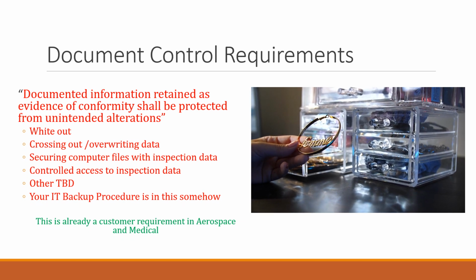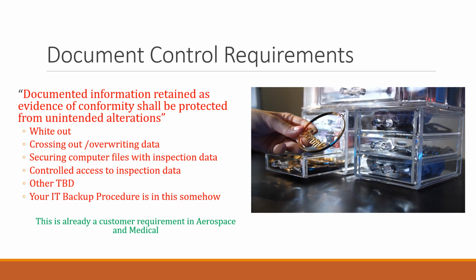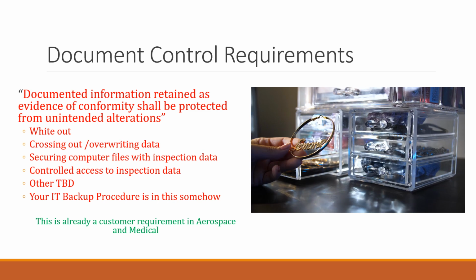Here's another one for you. Documented information retained as evidence of conformity shall be protected from unintended alterations. What that means is that if you have any kind of test results or inspection results or anything similar to that, which is an inspection that you did your job, they don't want you to be able to go in after the fact and change it. So that means don't use whiteout, don't cross out, control access to your inspection data, and have a good IT backup procedure so that that doesn't happen. And that also includes the test specifications, because you can't go in and alter the test specifications either.